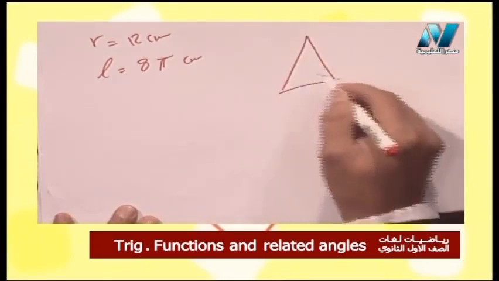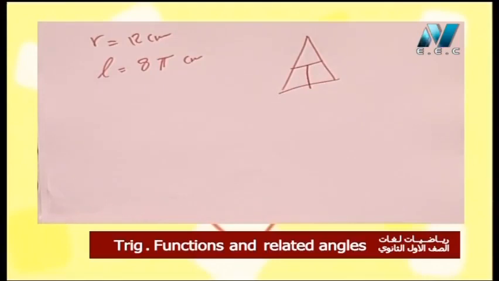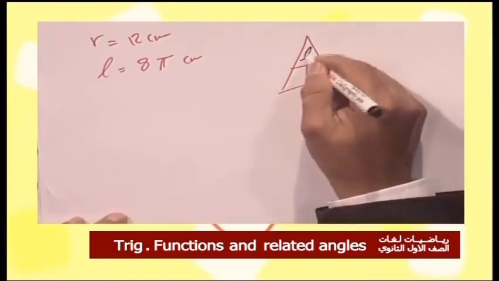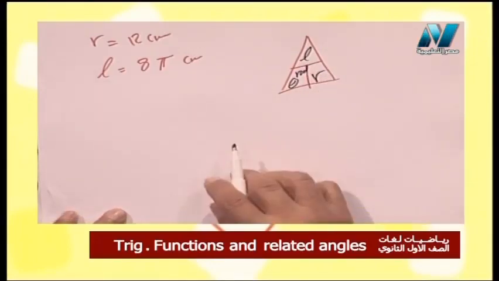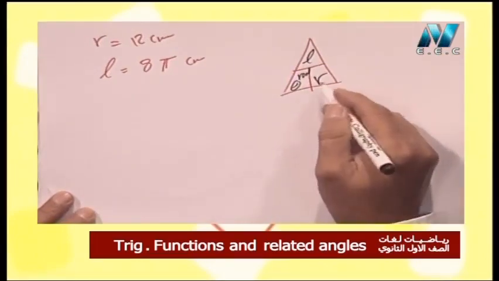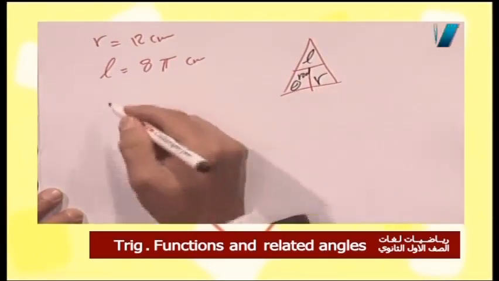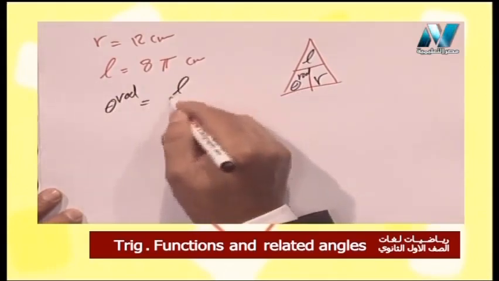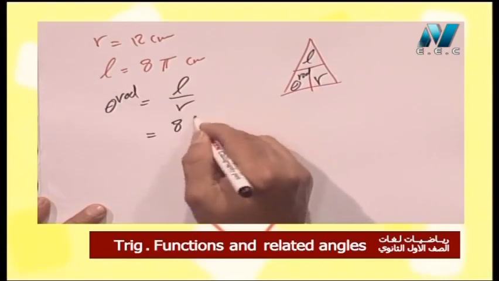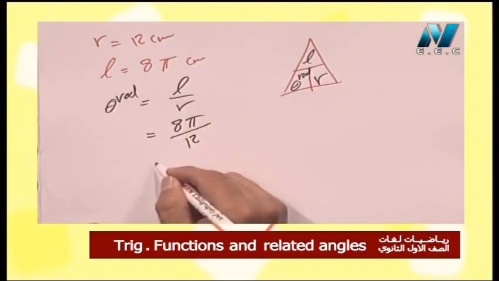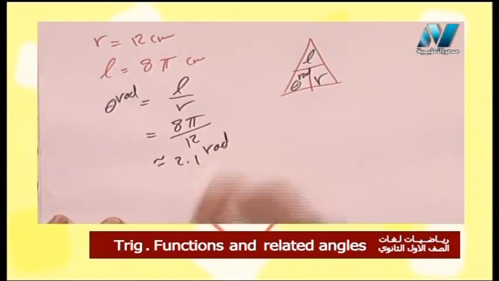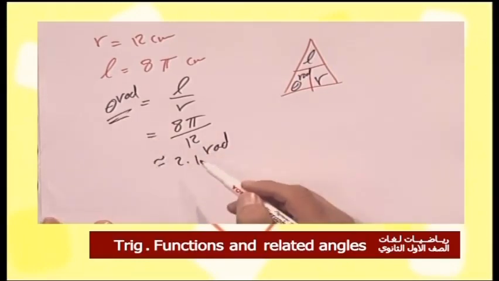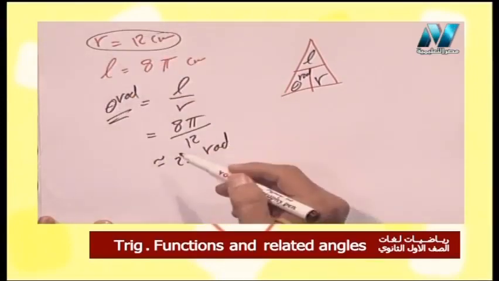I remind you with the magic triangle here, we have L, theta rad, and we have radius. L equals theta rad times R, but we want to find theta rad here, so theta rad equals L over R, so it's equal to 8 pi over 12. In simplest form it will be approximately 2.1 rad. Okay, it's easy now, we found theta rad if he gives us the radius of the circle and the length of the arc.